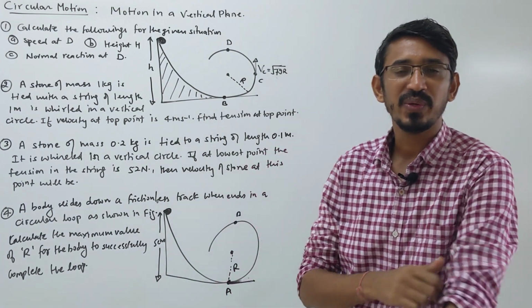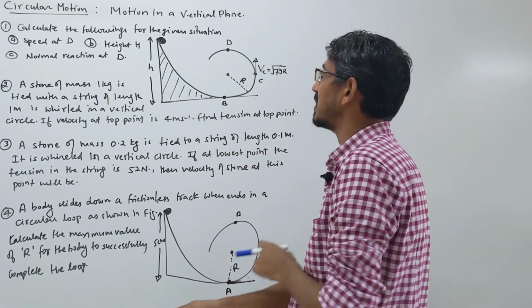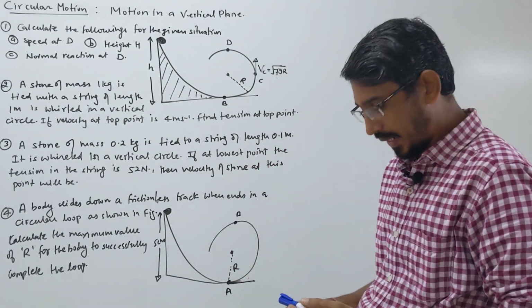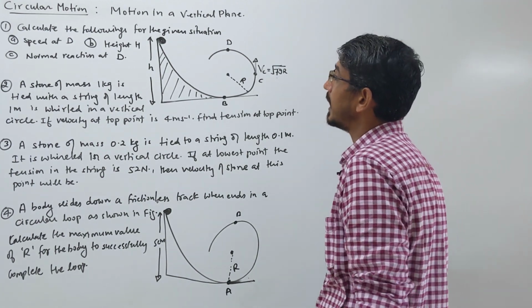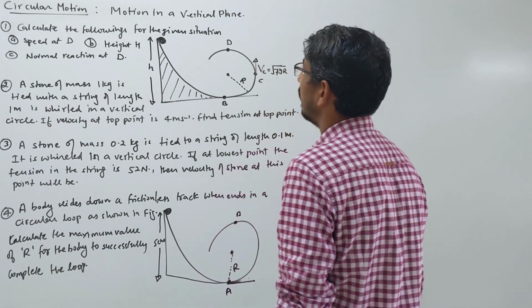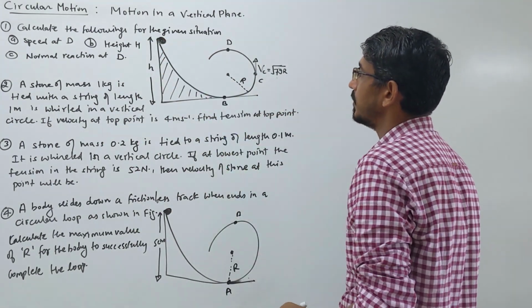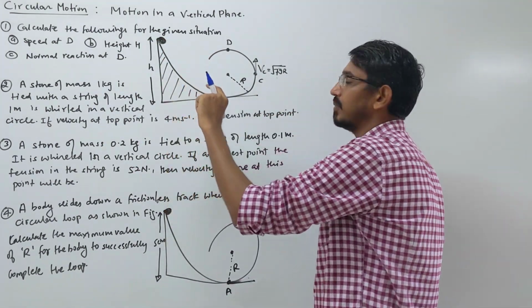So in this lecture we are doing a few problems based on motion in a vertical plane. Okay, let's see this problem. Look at the first problem. It says calculate the following things for the given situation. You can see I wrote it in shortcut.